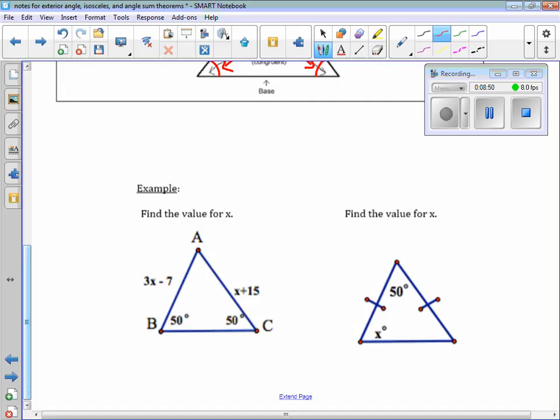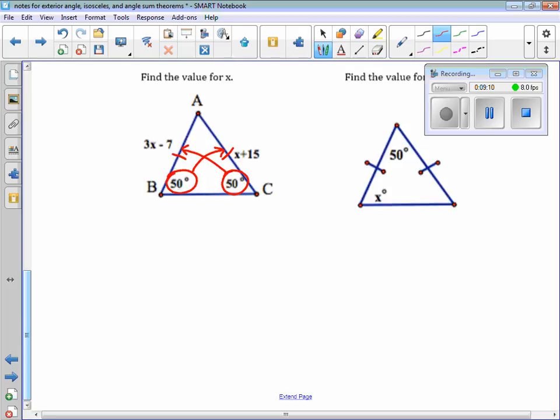The first one, they're asking us to find the value for x. Well, in looking at the figure, I notice that I have two angles that are congruent, angle B and angle C. So that tells me, by isosceles triangle theorem, that the opposite two sides are also congruent. So now I can set up an equation. 3x minus 7 is equal to x plus 15.